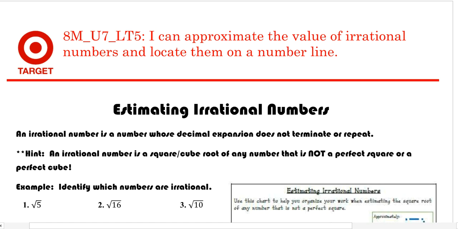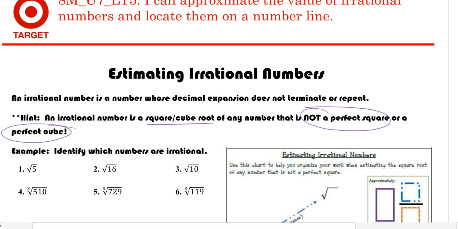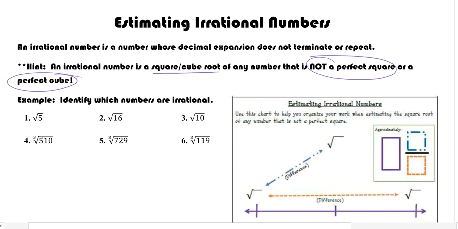A main clue is that it is a square or cube root of any number that is not a perfect square or a perfect cube. So that's going to be how you can identify whether or not it's an irrational number or if it is rational. So we're going to look at this first example here, and we have 6 numbers, and we want to identify which are irrational. So this is where it'll be helpful to look back at your notes from LT1.